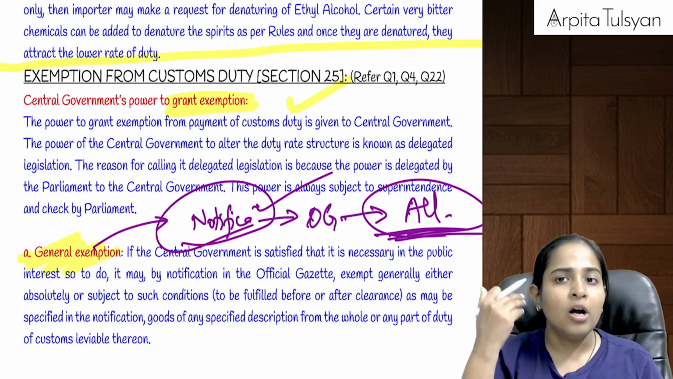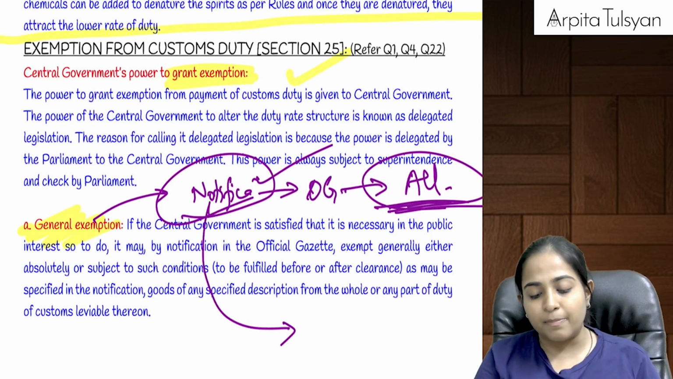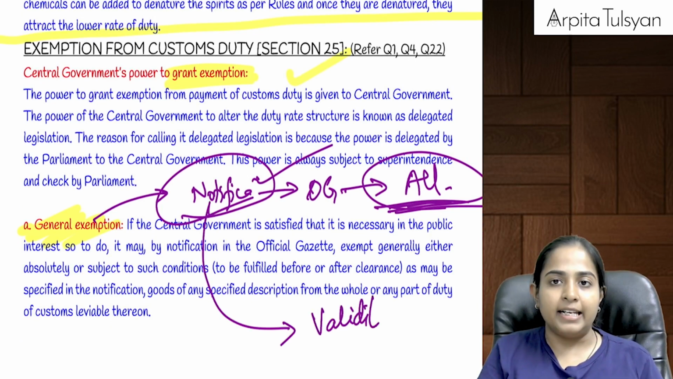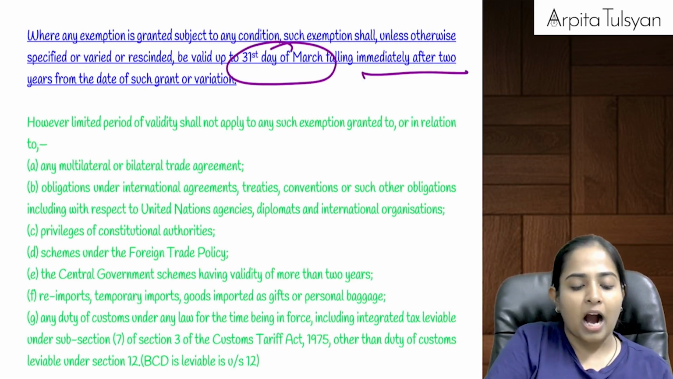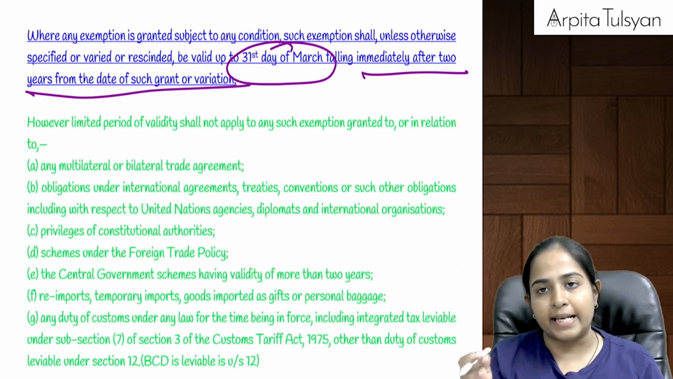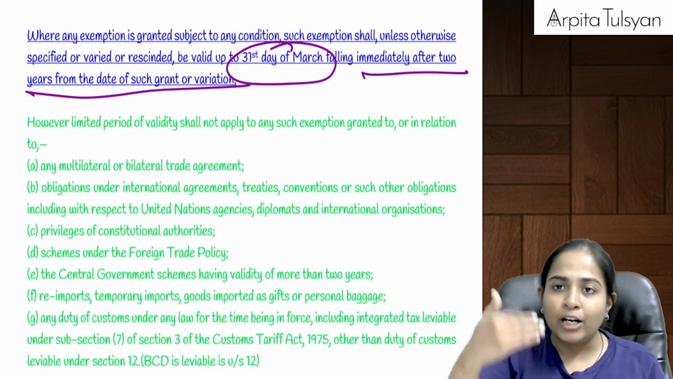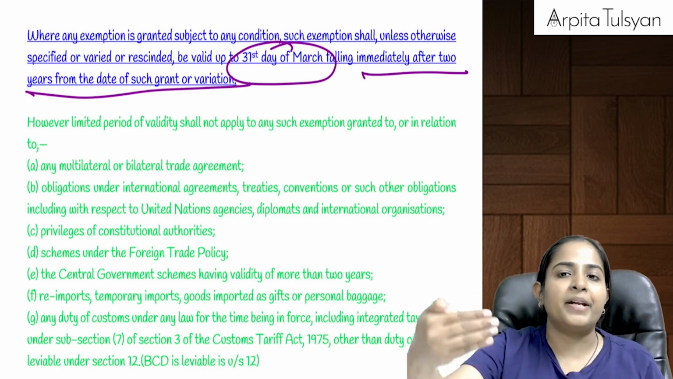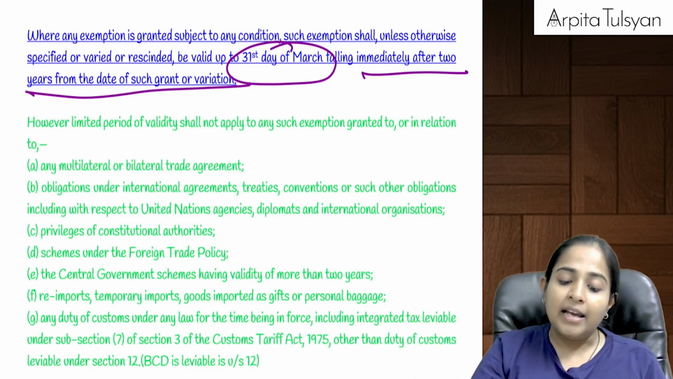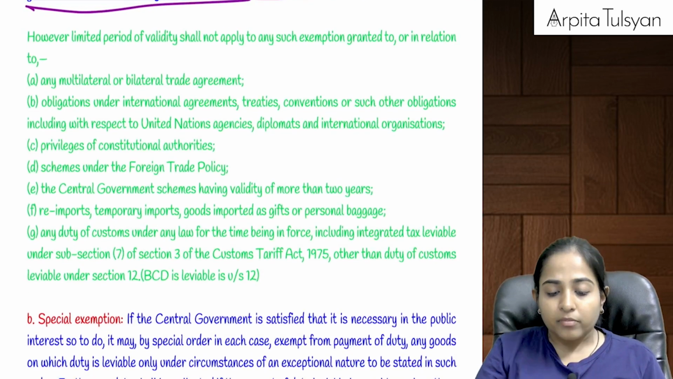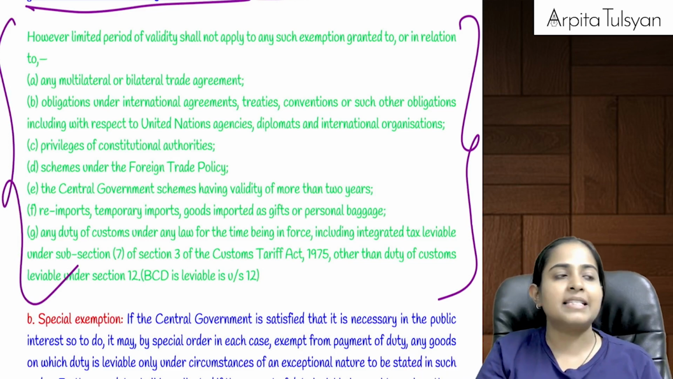This notification will be published in the official gazette, and whenever any exemption notification is passed, it comes with a particular validity. What validity? This will be valid up to 31st March falling after 2 years from the date of such exemption. Today if I have given that particular exemption, then from today take 2 years. As soon as those 2 years get over, whichever is the next 31st March, till that day the general exemption is going to be valid, right?